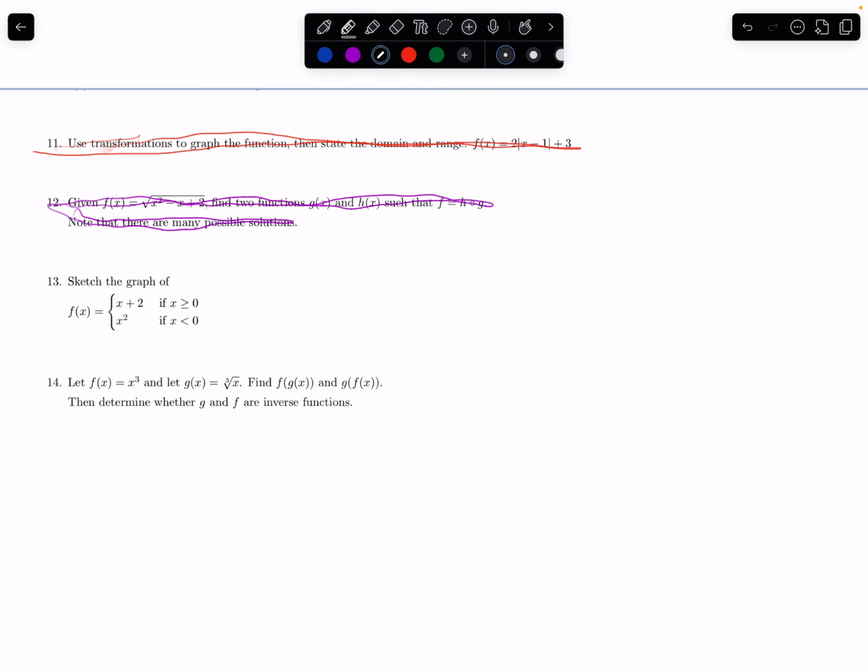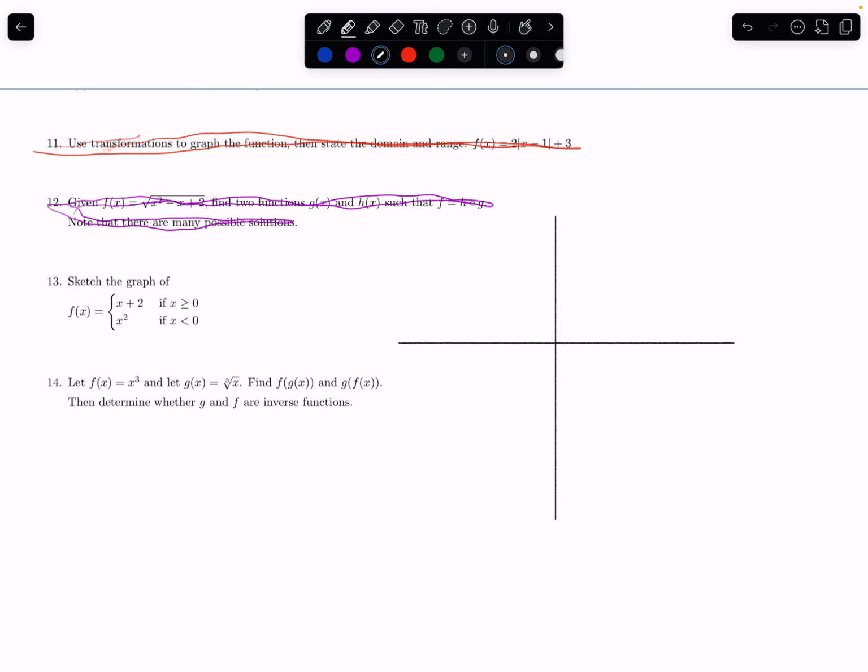Okay, 13. Sketch the graph of this thing. I've got a piecewise function, x plus 2 where x is bigger than or equal to 0, and x squared if x is less than 0. Okay, simple basic functions, and I'm just breaking up into two chunks where I'm less than 0 and when I'm greater than or equal to 0. So let's start with, we'll go top to bottom.